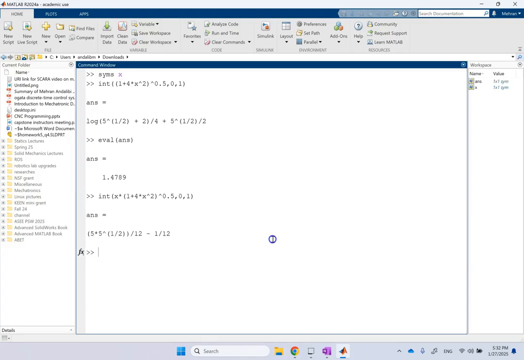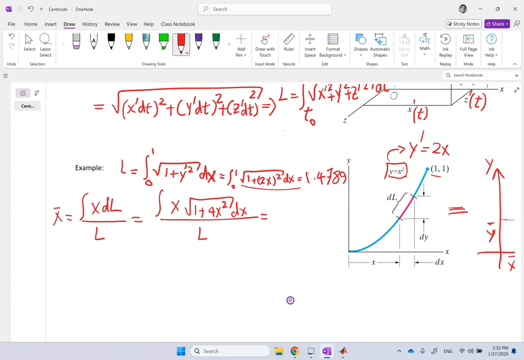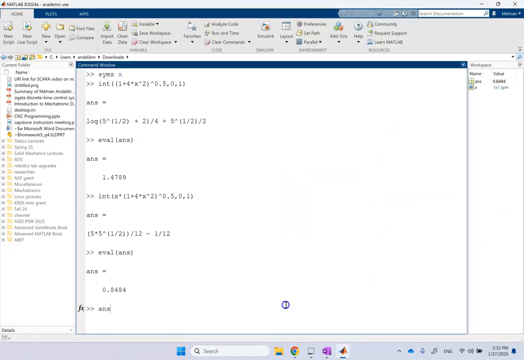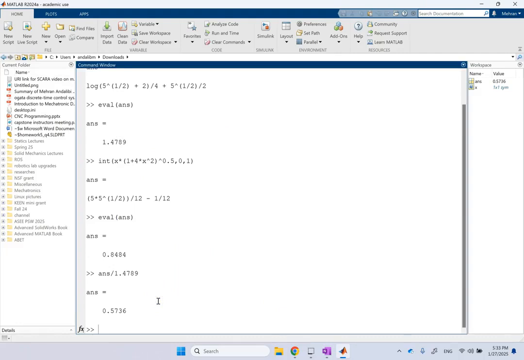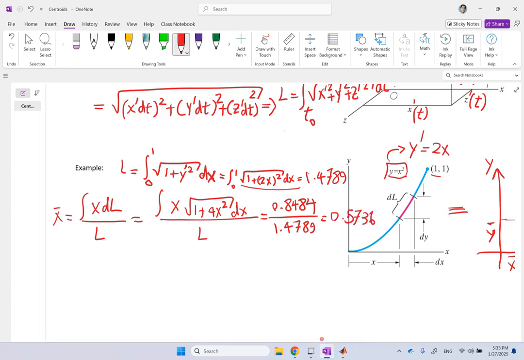And again, it is going to give me some number. I would evaluate it. There we go, 0.8484. That's your number here. And divided by that ratio, we can get our number. So this answer divided by basically this one. Let's just use 3 decimals now, 0.57. This is the x bar.